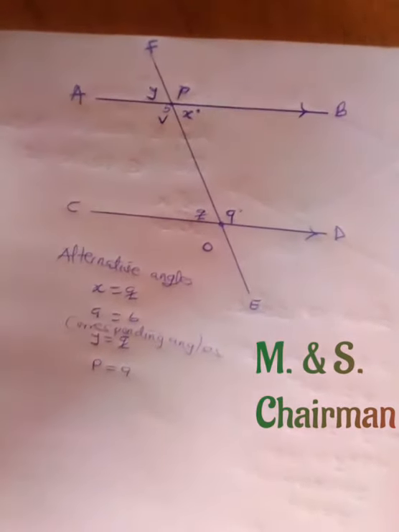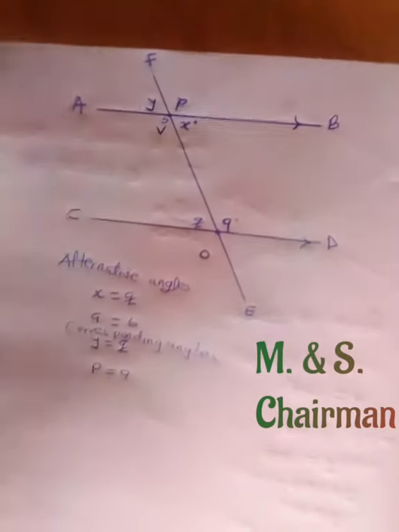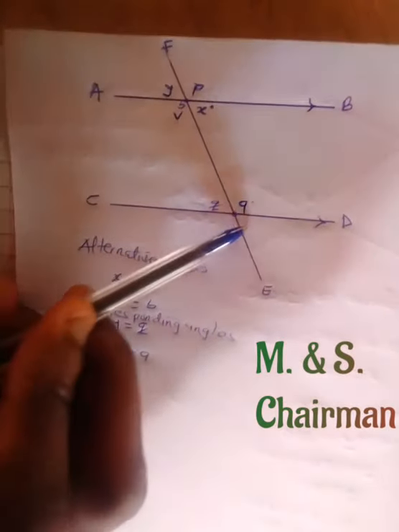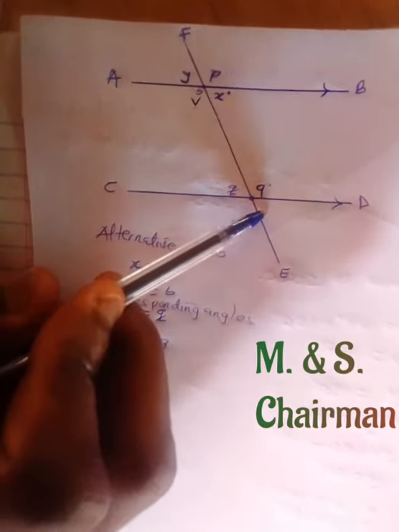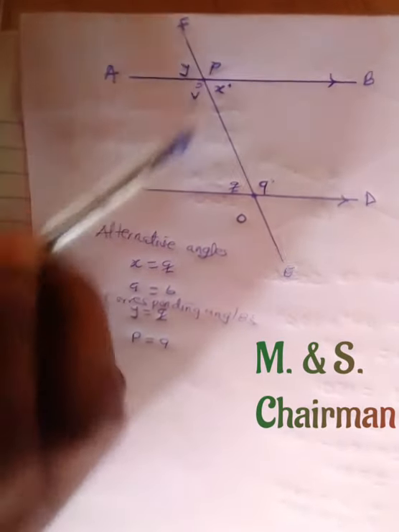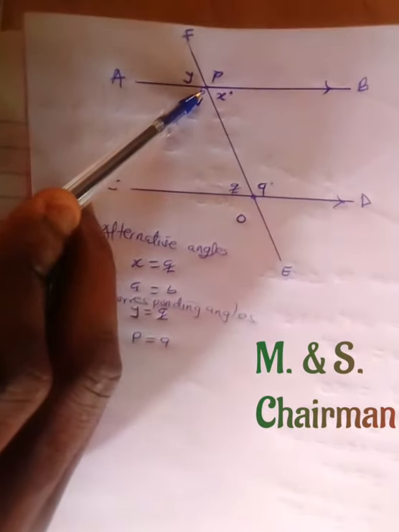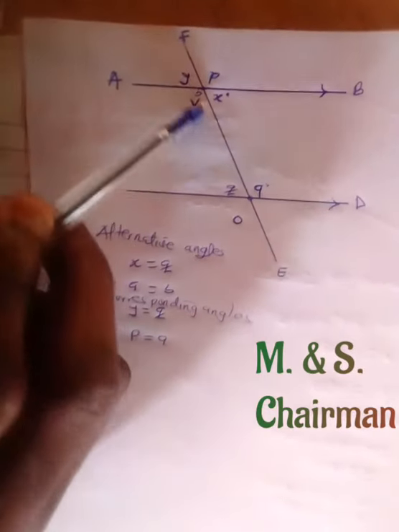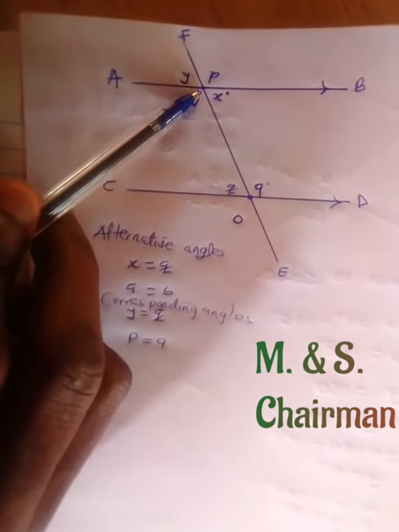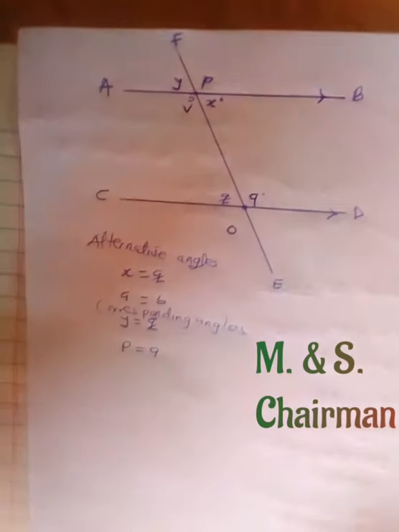Now, if I want the angle that corresponds to X, I have to come and locate outside. So this angle corresponds to S. If I want the B here, the angle here corresponds to the angle here. So corresponding angles are equal.